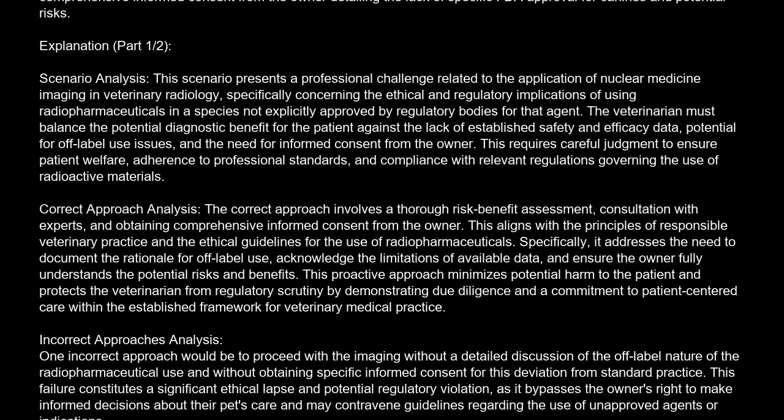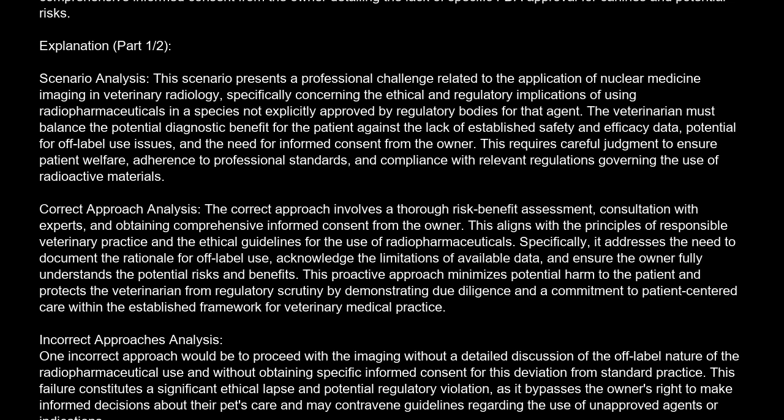This requires careful judgment to ensure patient welfare, adherence to professional standards, and compliance with relevant regulations governing the use of radioactive materials. Correct approach analysis. The correct approach involves a thorough risk-benefit assessment, consultation with experts, and obtaining comprehensive informed consent from the owner. This aligns with the principles of responsible veterinary practice and the ethical guidelines for the use of radiopharmaceuticals.